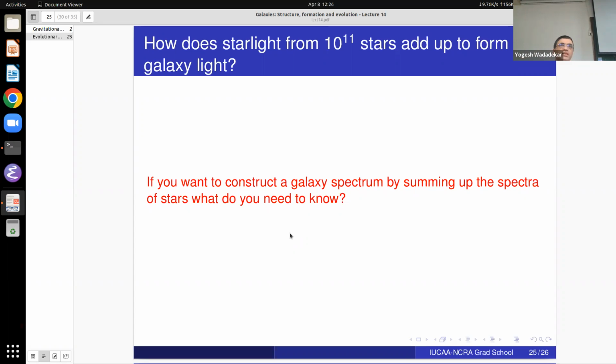We need to know the initial mass function. What else? Shape. Shape is not important because the type will influence the star formation history. So for example, if it's a spiral, it will have a good amount of recent star formation. If it's elliptical, it won't have recent star formation. What else?